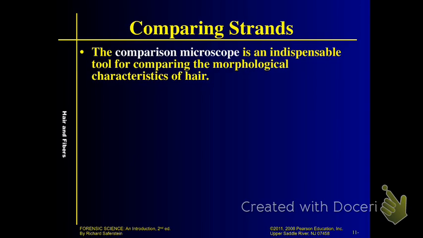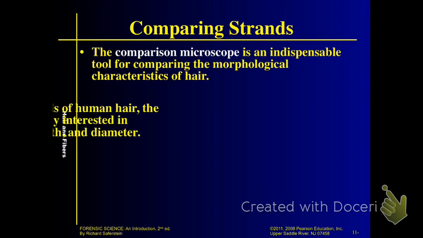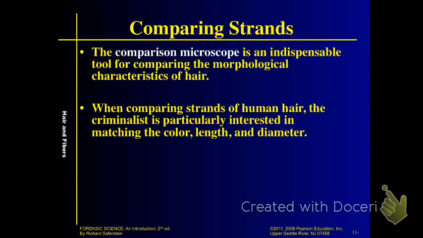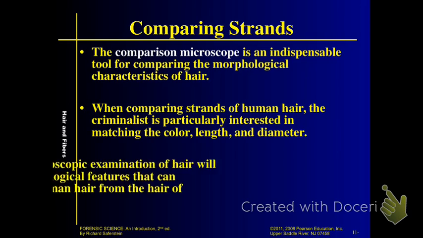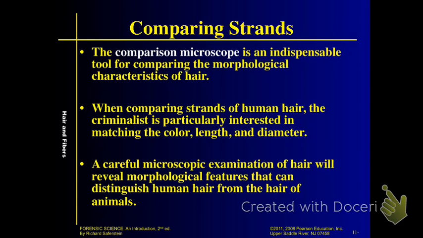As strands of hair are being compared, we use the comparison microscope, which is a side-by-side tool to compare hairs. When hairs are being compared, matching color, length, and diameter are important. Now, color and length can be changed, so that's not overly reliable.